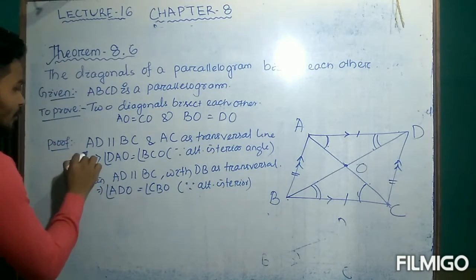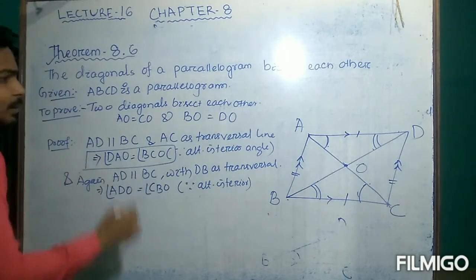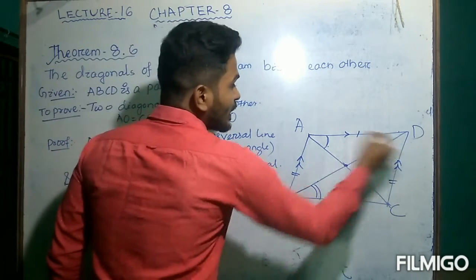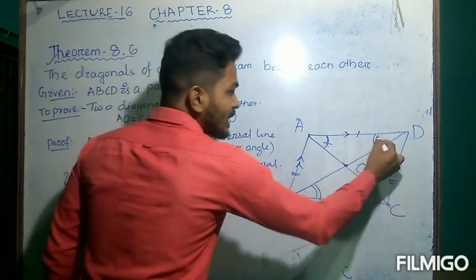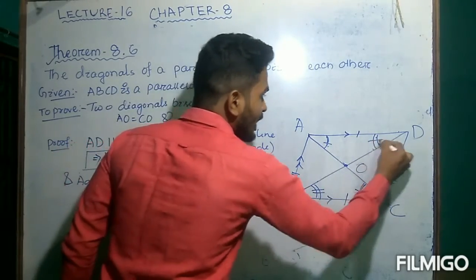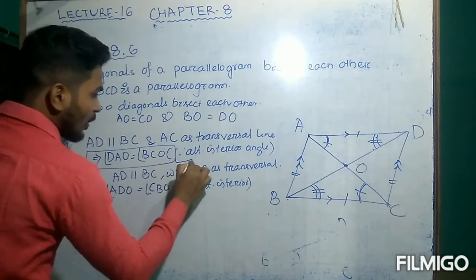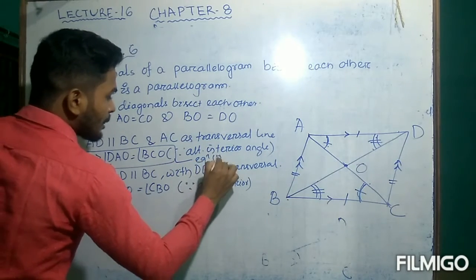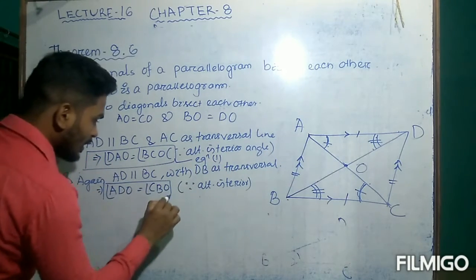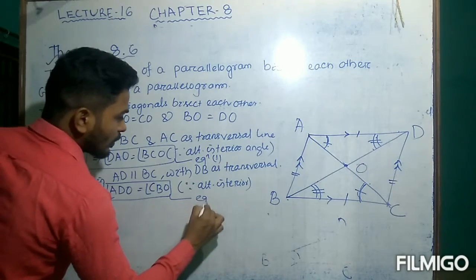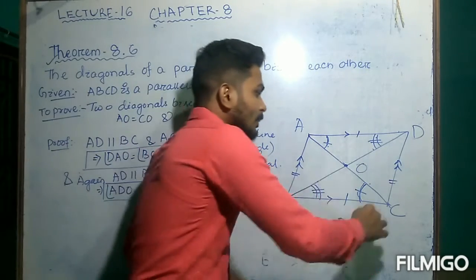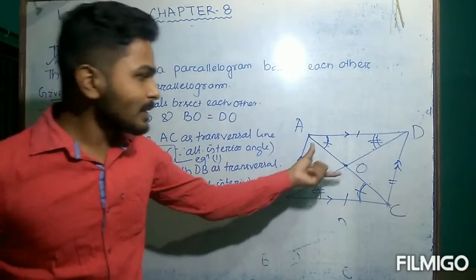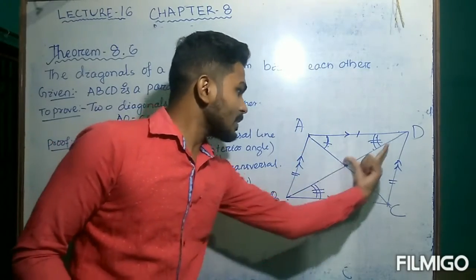So initially we have found DAO is equal to BCO, this angle is equal to this angle. And now we have found this angle is equal to this angle. Let's say this is our equation number 1 and this is equation number 2. But what is our target? Our target is to prove that both the diagonals bisect each other. That means this half is equal to this half and this half is equal to this half.